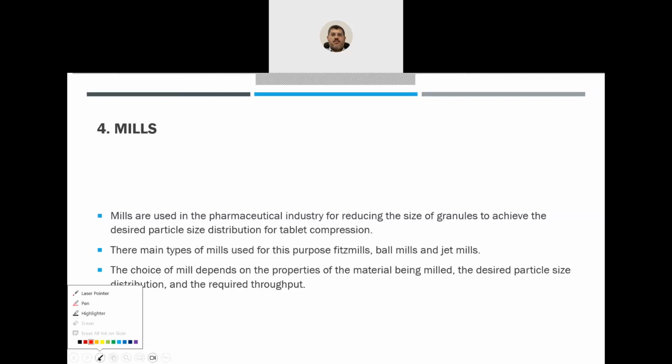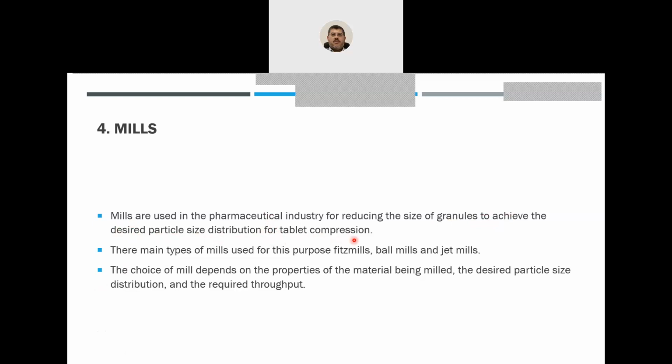So mills are used in the pharmaceutical industry for reducing the size of granules to achieve the desired particle size distribution before tablet compression. And in the practical, we already used the mill too. After the granulation and the drying process, we use the mill to reduce the granule size to a uniform size, so that it will be suitable for tablet compression.